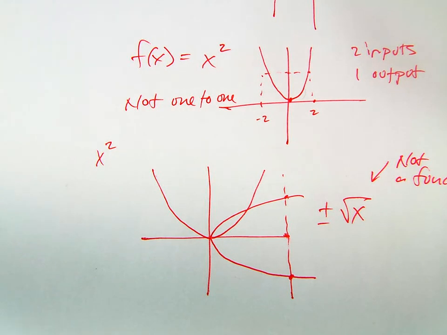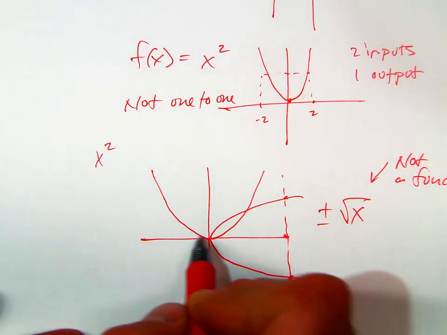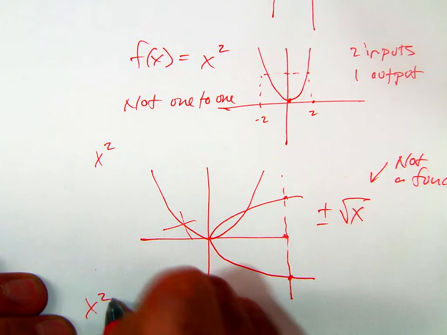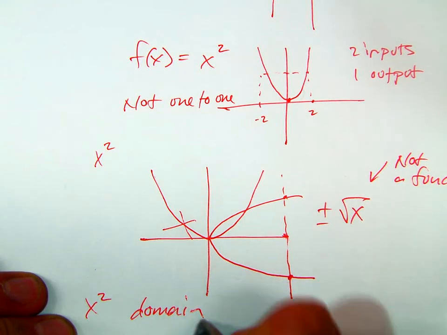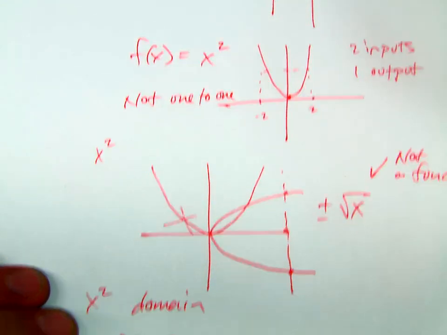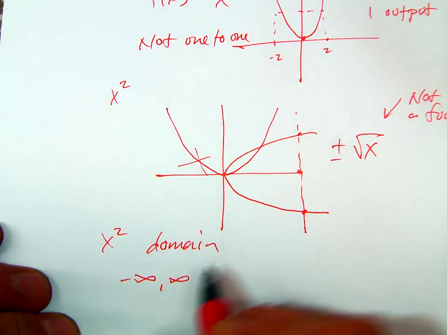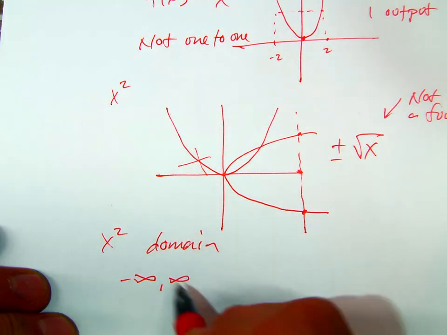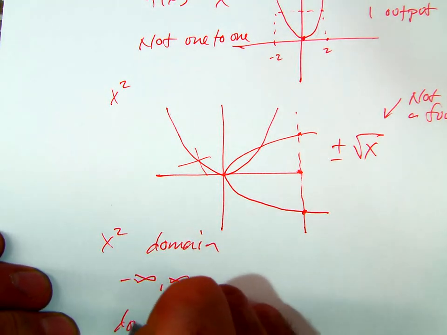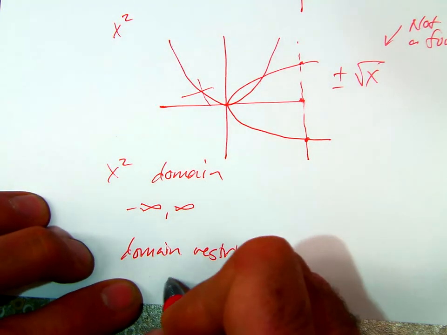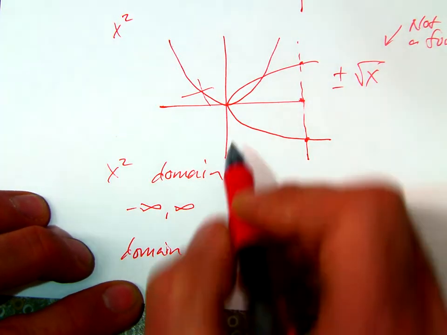So what happens when you take the square root of something, your calculator does something called a domain restriction for you, where it cuts off the left side of the function. So where x squared, the domain is -infinity to infinity, we have to cut off the left half, so we make the domain restriction from 0 to infinity. I cut off the left half.